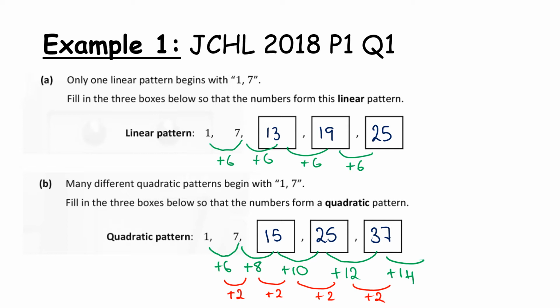You could do this so that the common second difference, the one that's in red, was a plus 1. You could do that so it was a plus 3, a plus 4, whatever you want, as long as that's the piece that's common and the green piece, the first difference, is changing.